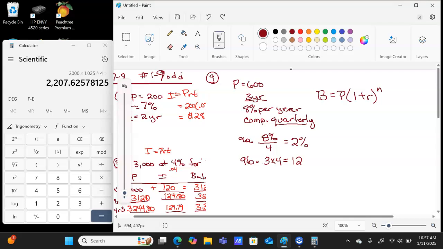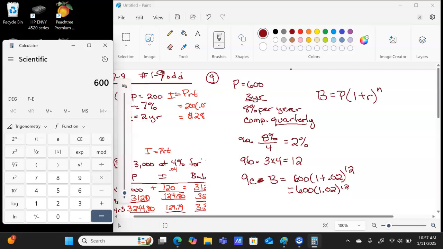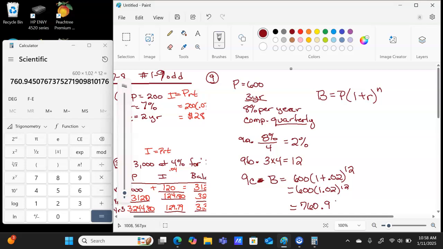And then 9C, find the final balance. So the final balance would be P, which would be 600, times 1 plus 0.02, that's that 2%, to the 12th power. So I have 600, 1.02 to the 12th power. And so 600 times 1.02, and I'm going to raise it to the 12th power, and I get $760.95.